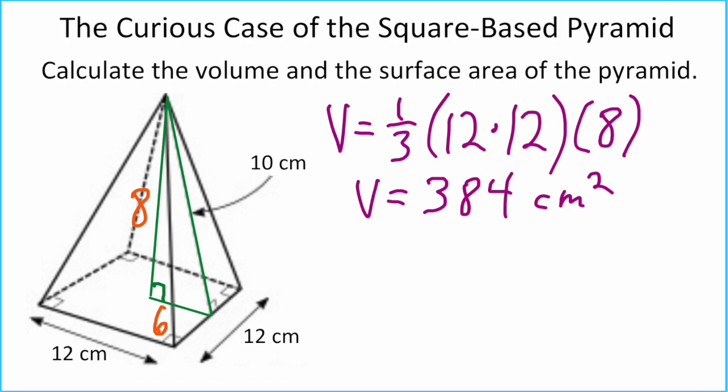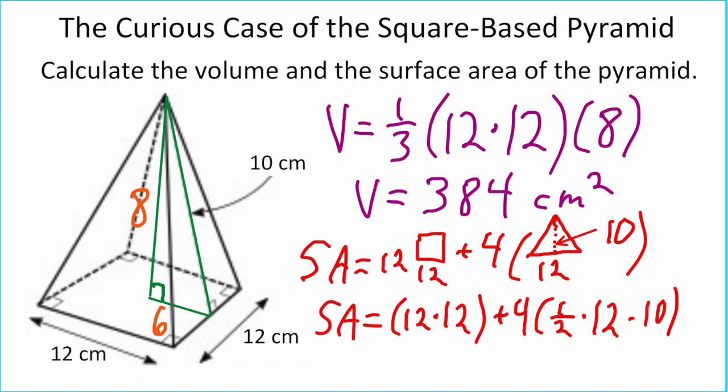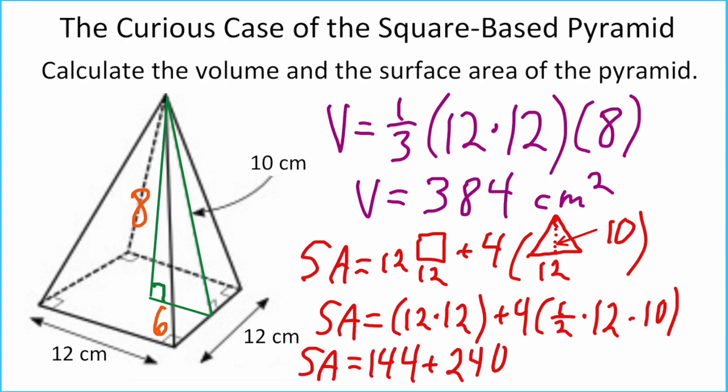And let's do our surface area. Surface area, we're going to draw our diagram, a 12 by 12 square plus 4 triangles with bases of 12 and heights of 10. Our formulas are going to be 12 times 12 for the square and 1/2 times 12 times 10 for the triangle. And we simplify this down, and we end up with 388 centimeters squared.